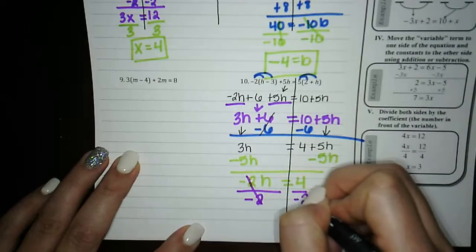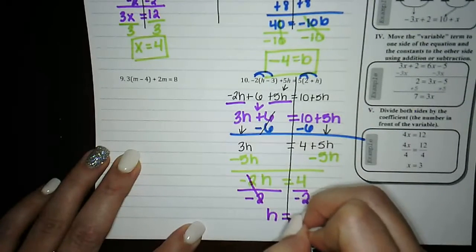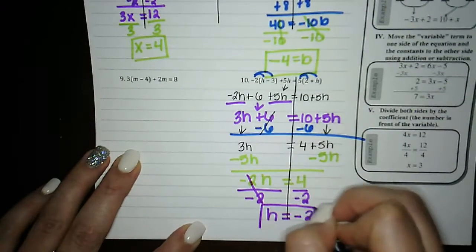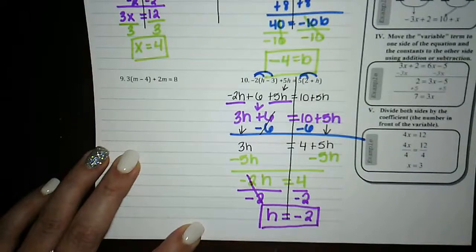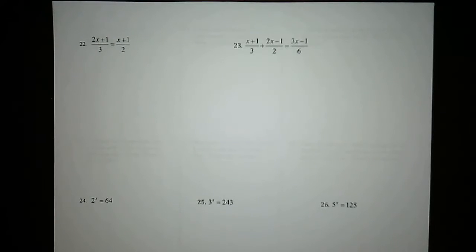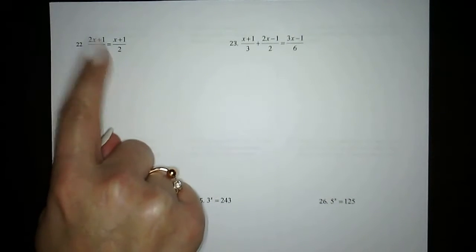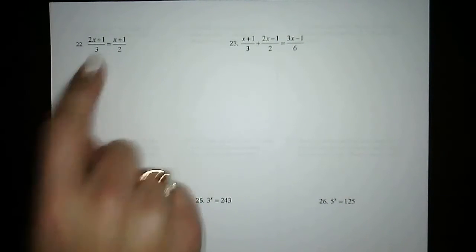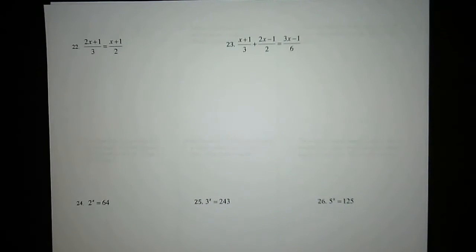Divide by negative 2 on both sides, and h equals negative 2. Okay, so now on to the next page. We have numbers in the denominators. We need to eliminate those first. So we're going to multiply both sides by those denominators, or you can find the least common multiple between them, which in this case is 6. Multiply by that. However you want to do that is fine. I just think it's easier if we just start with 1 and work our way.